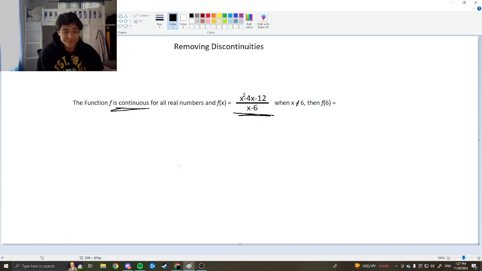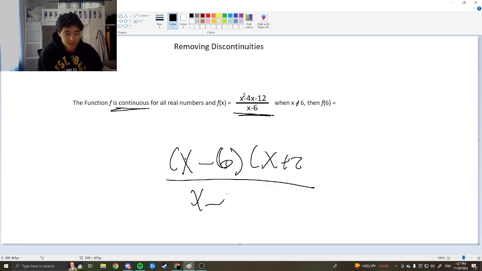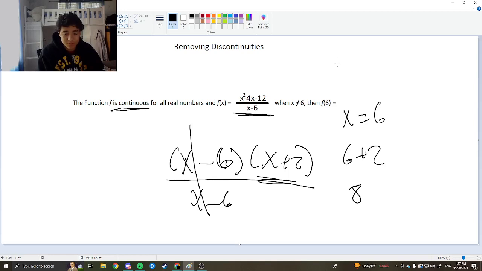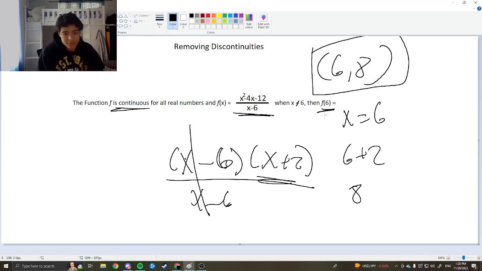First thing we do is find where the hole is. Spoiler alert, it's at 6. So you have x minus 6 and x plus 2 on top, over x minus 6, and the 6's will cross out. So x equals 6, right? Then you plug this back into the limit, which is just going to be x plus 2, because we canceled that out. So 6 plus 2, you're going to get 8. So the point is going to be 6, 8. It's just asking what f of 6 is if it were to work in this. That's it for this, so we're moving on.